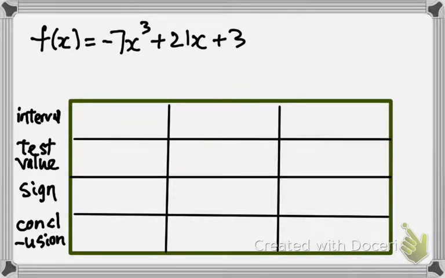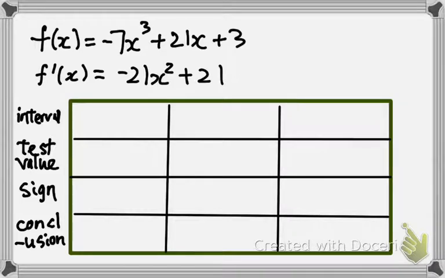Now, how do you find the vertical lines? You find all the critical numbers, and where the function is not defined. So this is a polynomial, so it's defined everywhere. The derivative of this function is given by minus 21x squared plus 21. And if you factor out negative 21, you will get x squared minus 1.